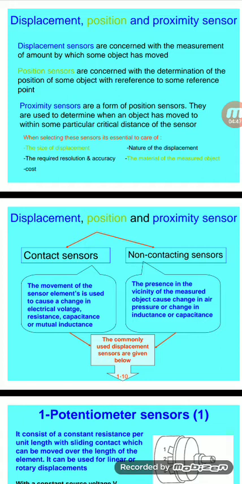Next, go for the position sensor. Position sensors are concerned with the determination of the position of an object with reference to some reference point. That means IR sensors. What is an IR sensor? We detect some fixed object or movable object. For position sensors, we have variable sensors or fixed point sensors. That is the position sensor.